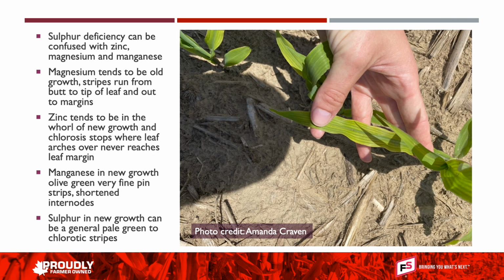Sulfur in the new growth generally can either just be a pale green, or as the picture shows here, you get some chlorotic stripes showing up. So this is what the deficiency is looking like, and we're seeing this predominantly on sandy ground or in the sandy knolls in the field. And again, it can be easily fixed with a sulfate fertilizer addition.